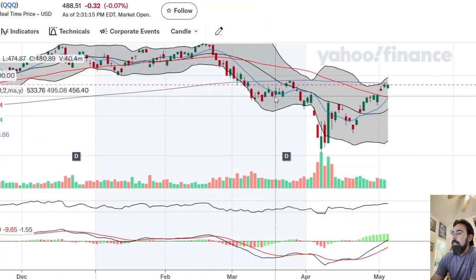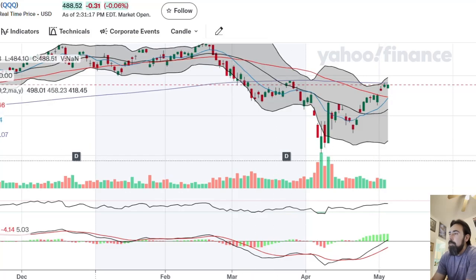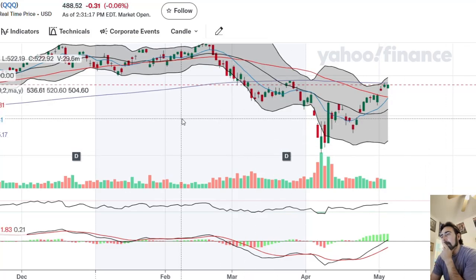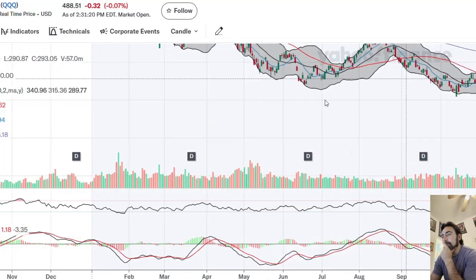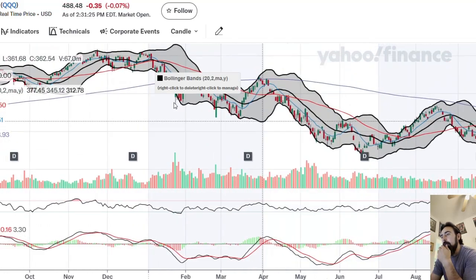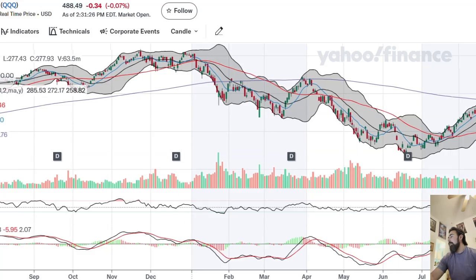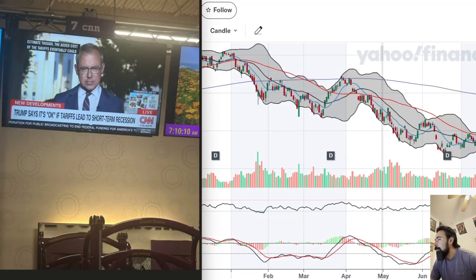Let's take a look. So this is QQQ. Let's take a look at what it's done in the past. I'm going to zoom back out. So yeah, in my gut, I feel like we're going back down. Oh, and perfect. Here we go.